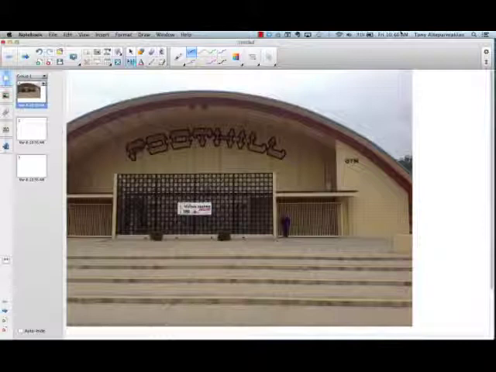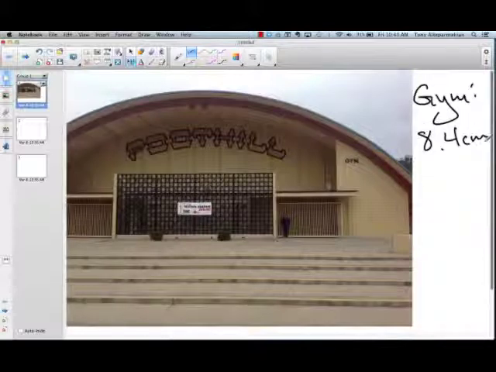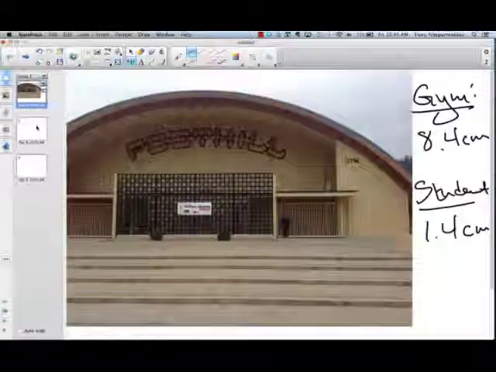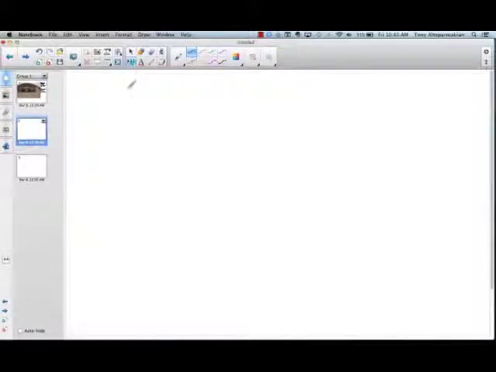So let's see, we know this. We know that the gym on the iPad picture is 8.4 centimeters tall, and the student is 1.4 centimeters tall. So if I want to find out how many of this student fits into a gym, what we'll do is we'll find out by taking 8.4 and dividing by 1.4.